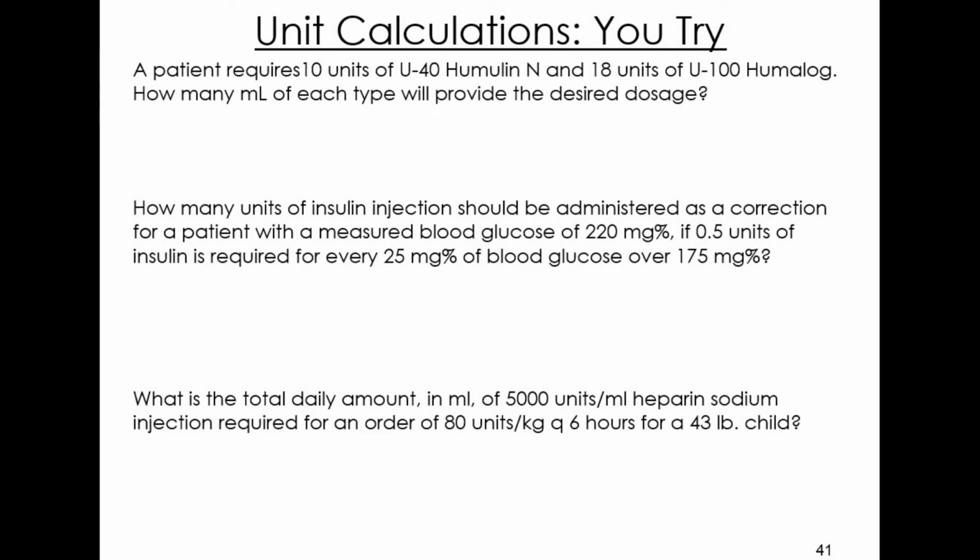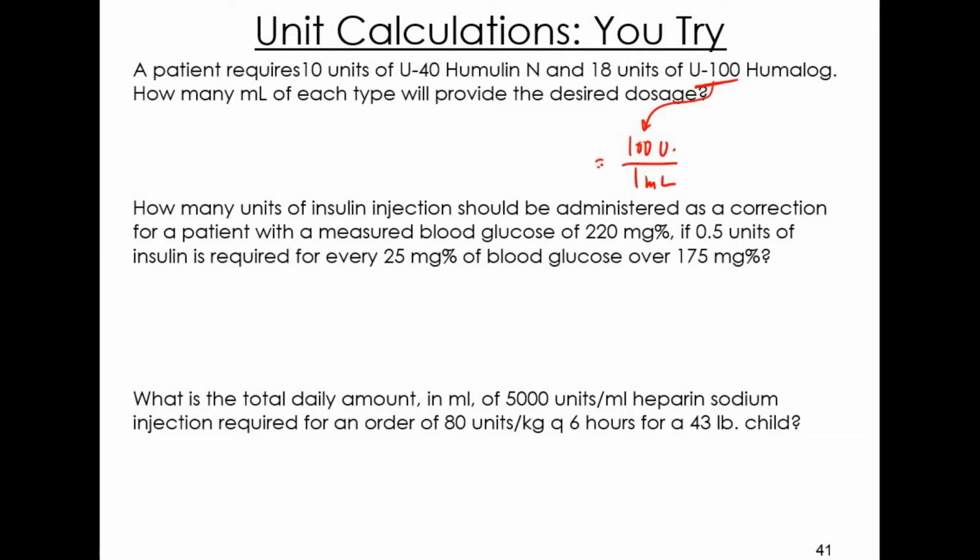The first question asks how many milliliters each of U40 Humulin N and U100 Humalog are going to be required to give 10 units of the U40 and 18 units of the U100. So U100 is on our list of insulin concentrations to know. We just have to keep straight that that's 100 units per milliliter.